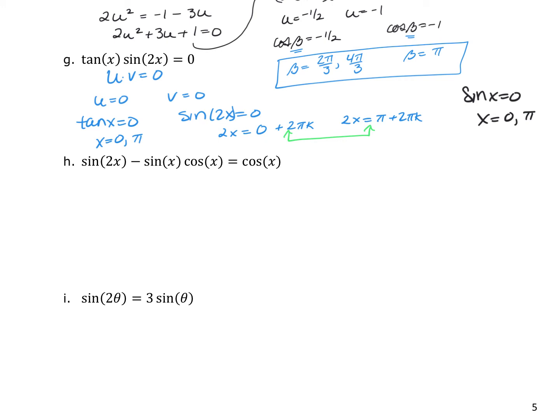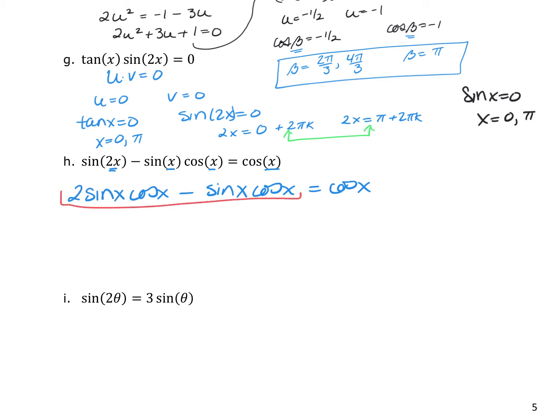Now the problem with this one is I see I have an angle of 2x, an angle of x, angle of x, angle of x. So this one I do have to use an identity. I'm going to replace sine 2x with 2 the sine x cosine of x. And then I still have the minus the sine of x, the cosine of x, and this still equals the cosine of x. Once again, I am not going to divide everything by cosine x because when I do that, I'm going to lose a solution.